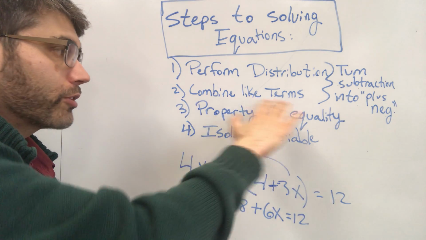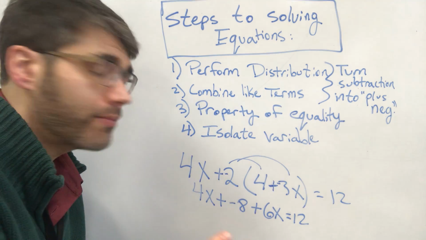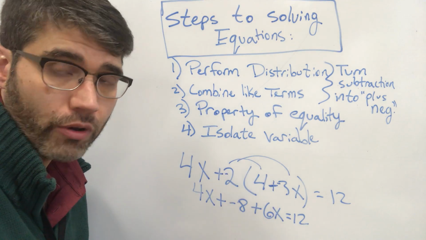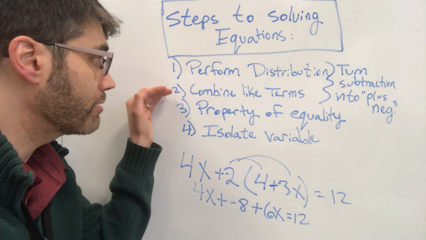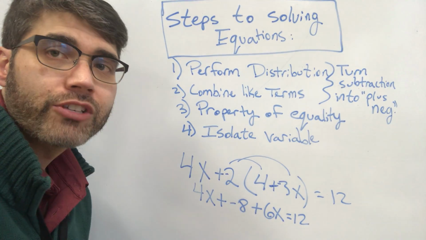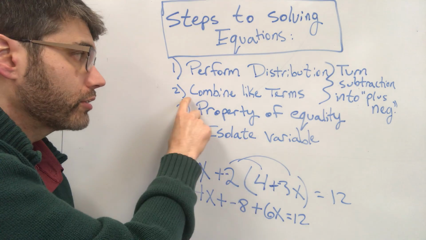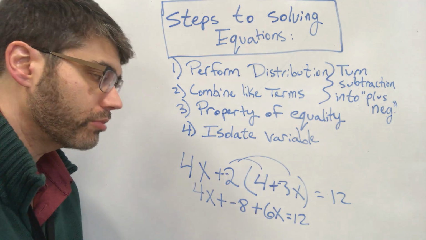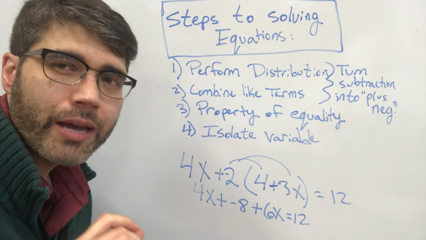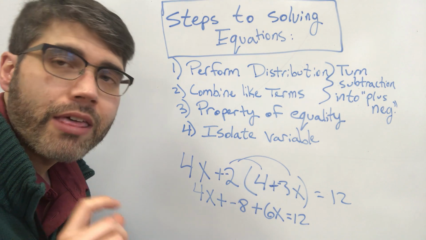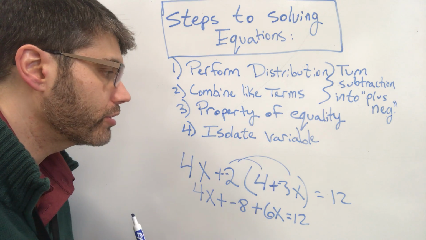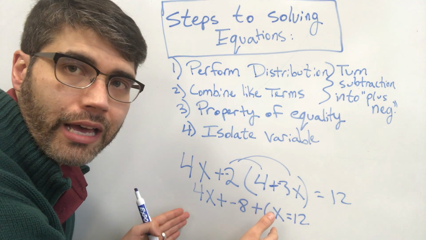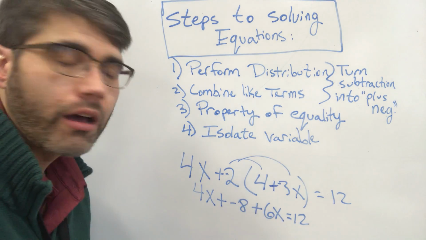The second thing that we're going to do, oh, by the way, sometimes there isn't distribution to do. So if there's no distribution to do, just skip to the second part, okay? So here's our second part. Our second part is called combining like terms. If you haven't already, turn all subtraction signs into plus negatives. When I talk about combining like terms, that means combining like terms on one side or the other of the equal sign.